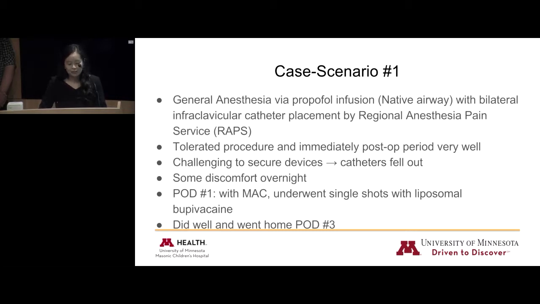infraclavicular catheters. We did this going in knowing that the catheter placement and especially the securement would be quite challenging, but we thought it was worthwhile to give it a try. The patient tolerated the procedure extremely well, did not need a breathing device to help her breathe, and she did very well in the postoperative period.